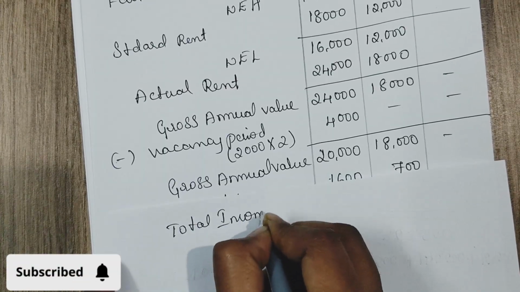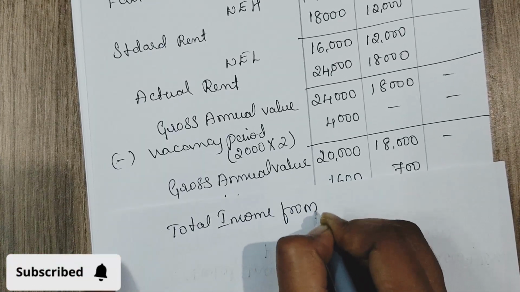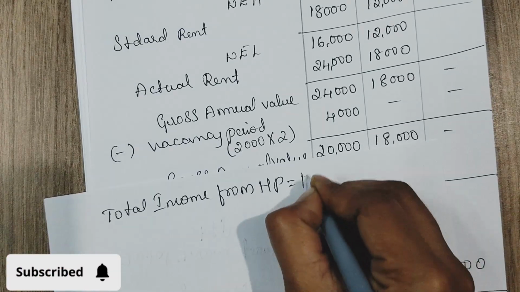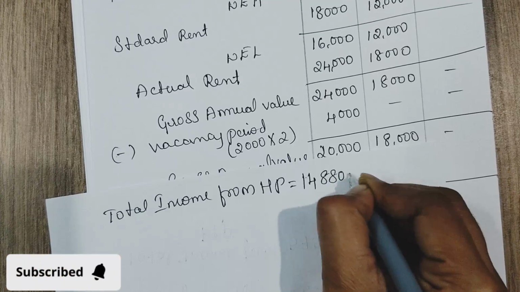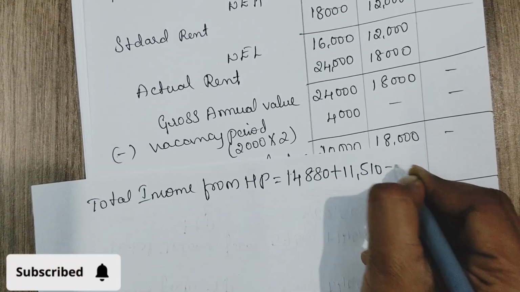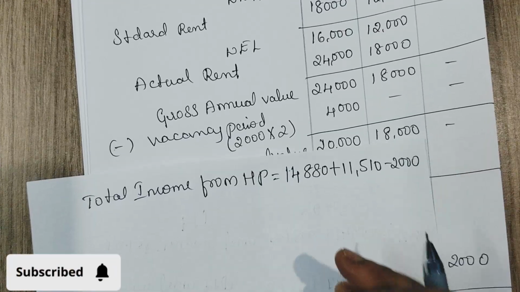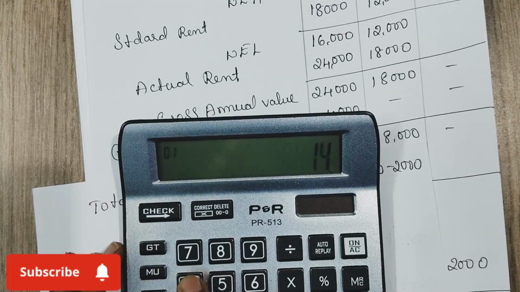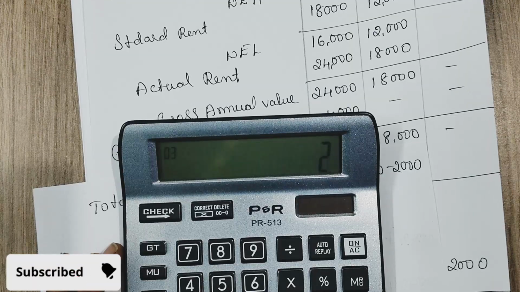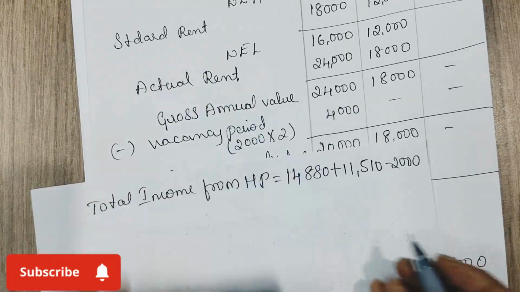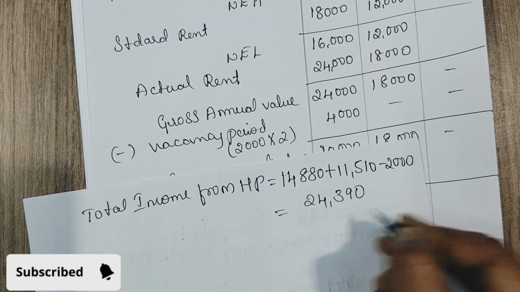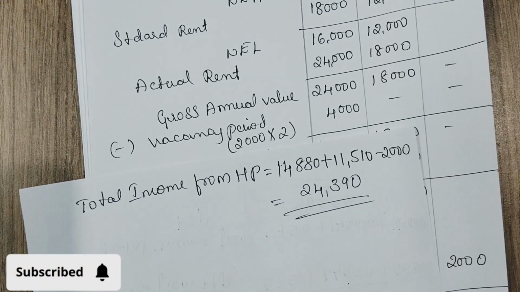You need to show the total income from house property. 14,880 plus 11,510 minus 2,000. 14,880 plus 11,510 minus 2,000. 24,390 is total income from the house property.